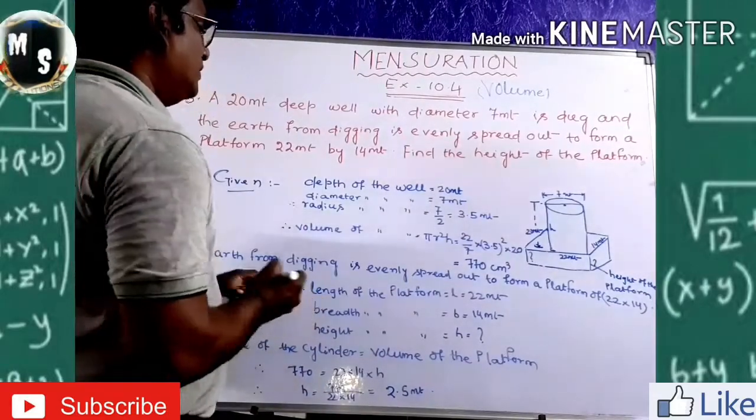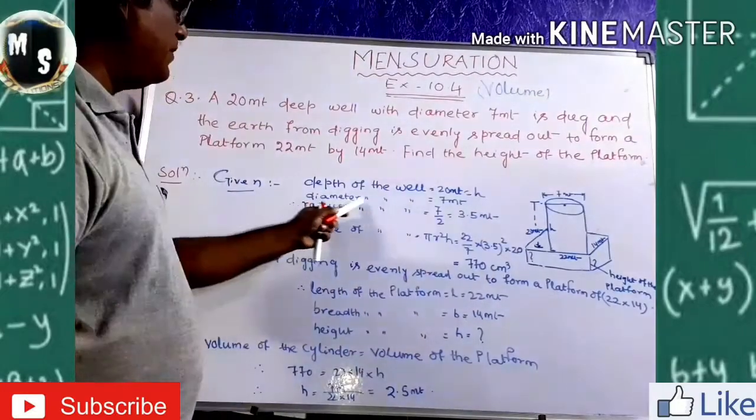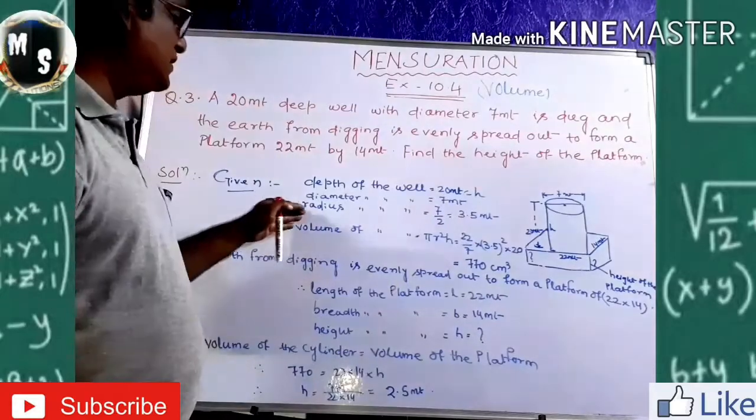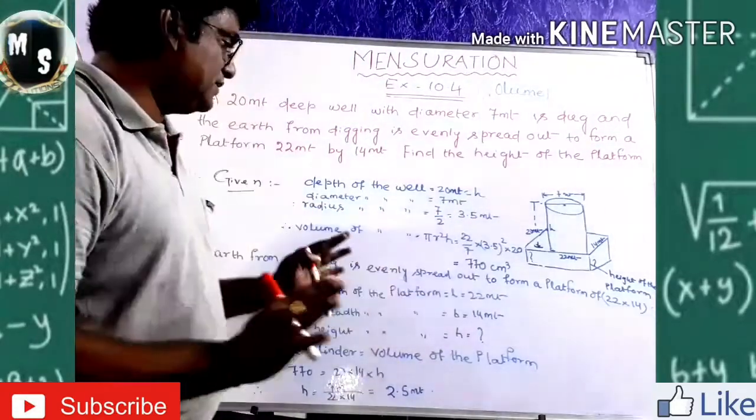That is the height of the well. Let it be h. Now, what is the diameter? Diameter of the well is 7 meter. This is the diameter, 7 meter. Now, what is the radius of the well? It is 7 by 2, that is 3.5 meter. It is very easy to understand.